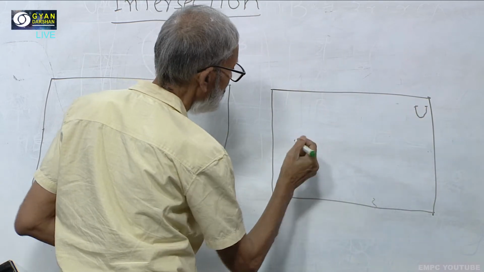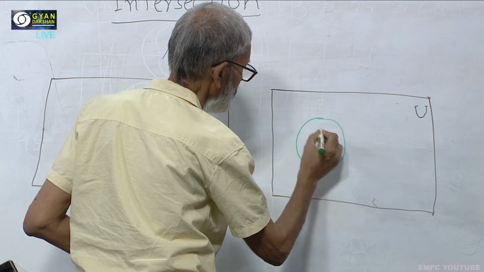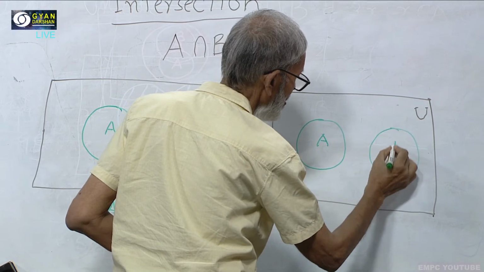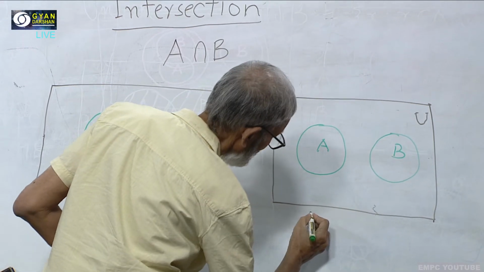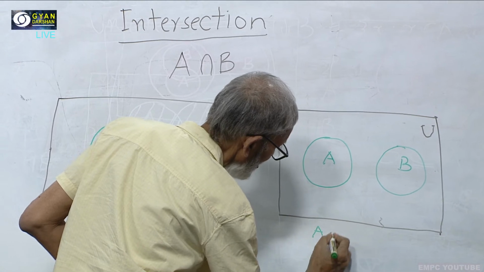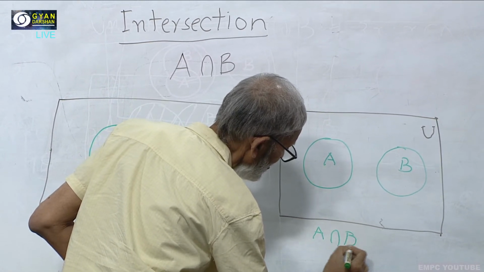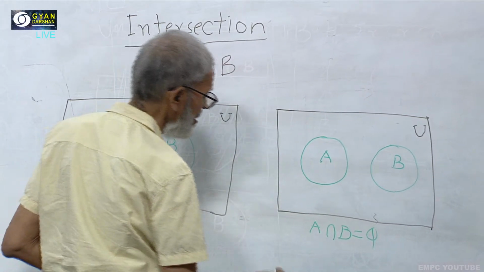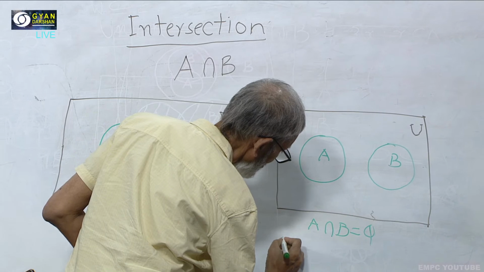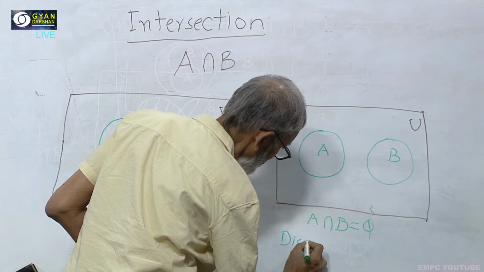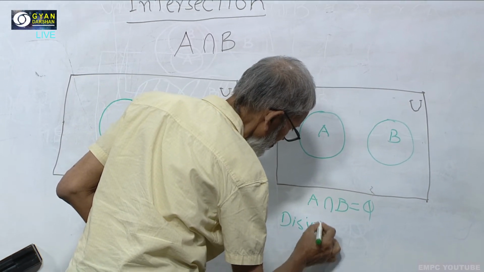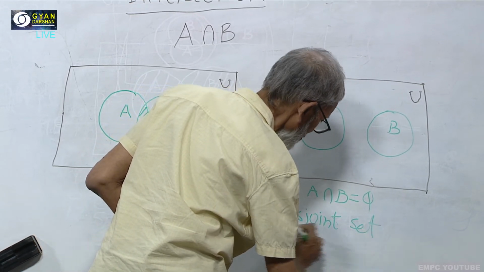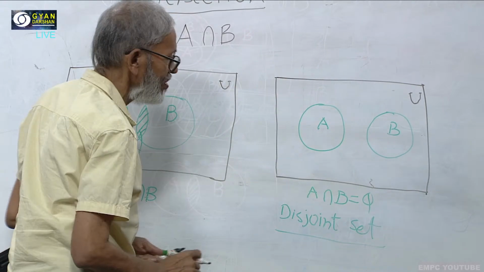Suppose the case is that there is no common element in A and B, then we say A intersection B is equal to phi, the empty set, and this is called disjoint sets.